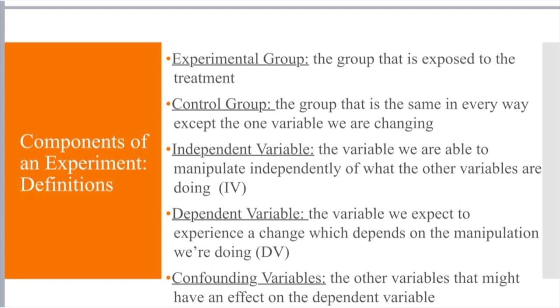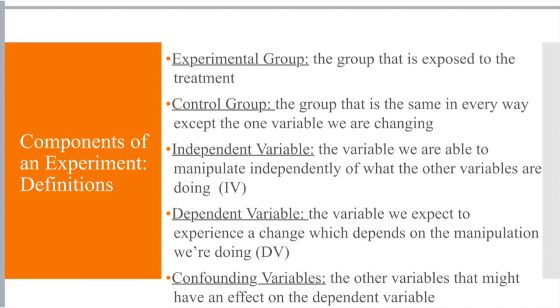Experimental group versus control group, we just talked about that. The experimental group is exposed to the treatment. The control group doesn't really have anything change for them. With that in mind, we know the independent variable and dependent variable. Independent meaning the variable that we are able to manipulate independently of what the other variables are doing.